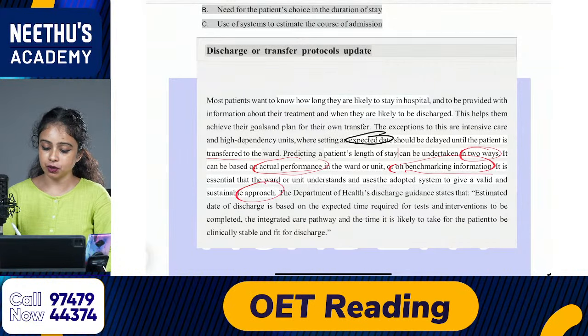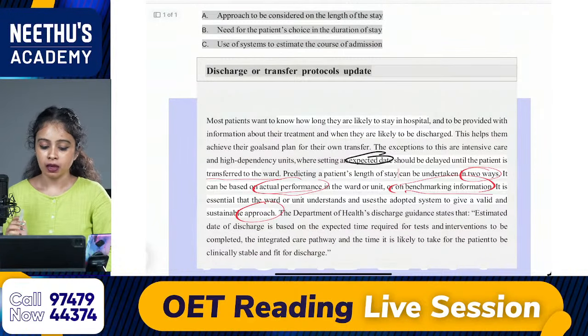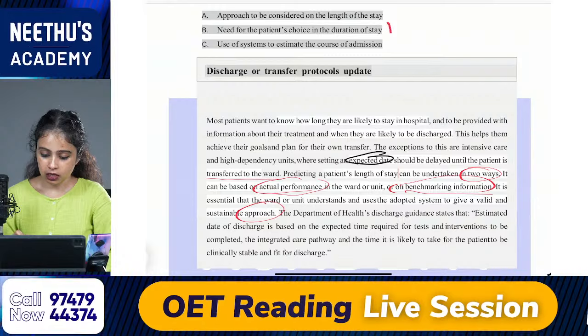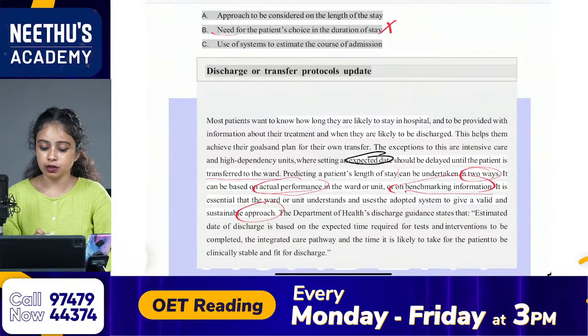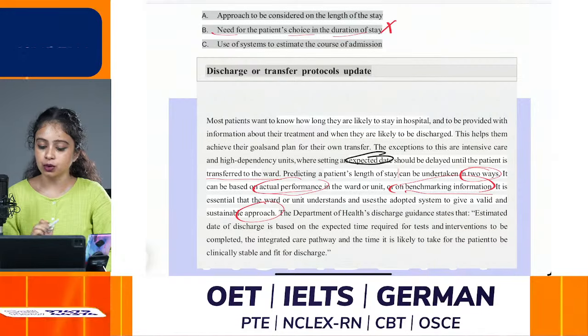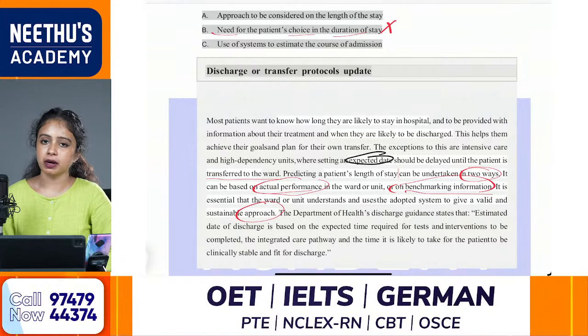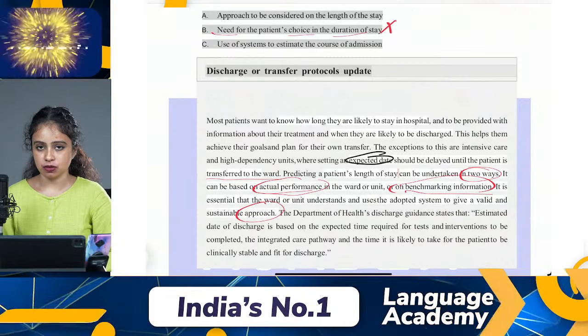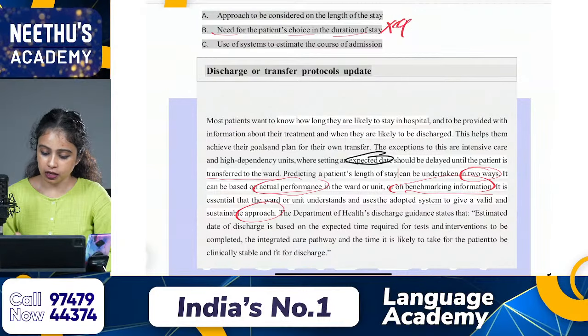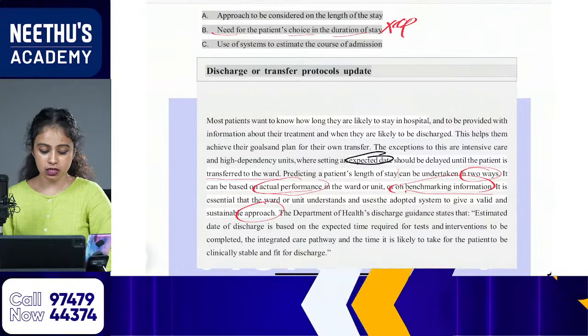So from the first few lines, which option can we eliminate? We can eliminate option B. It is not decided by the patient. What is option B? Need for the patient's choice in the duration of stay. Patients are not deciding their discharge. So it is a contradictory option, or we can say the opposite option.